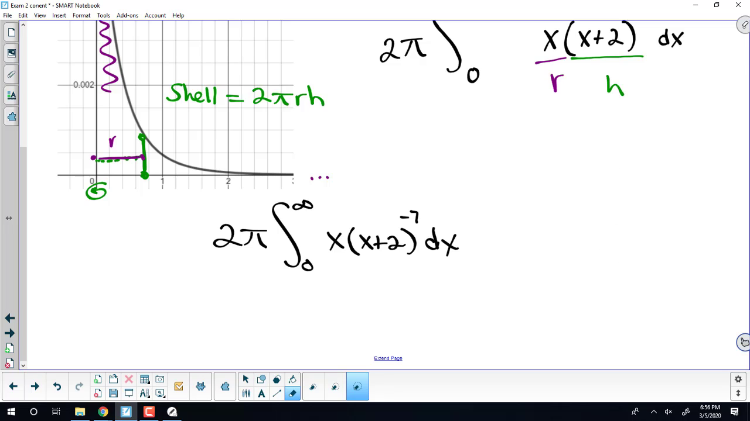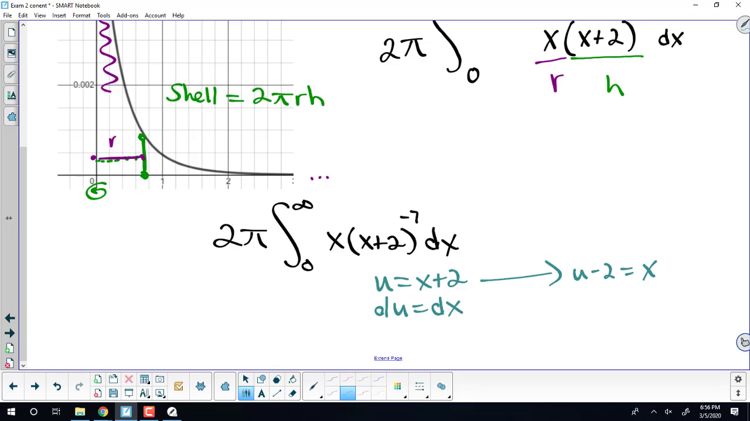If you use a u sub, you won't get an x dx. What do you mean? Because if you put u being x plus 2, is du just equal to dx? Yeah, if u is x plus 2, then du is dx. But if u is x plus 2, u minus 2 is x, right?